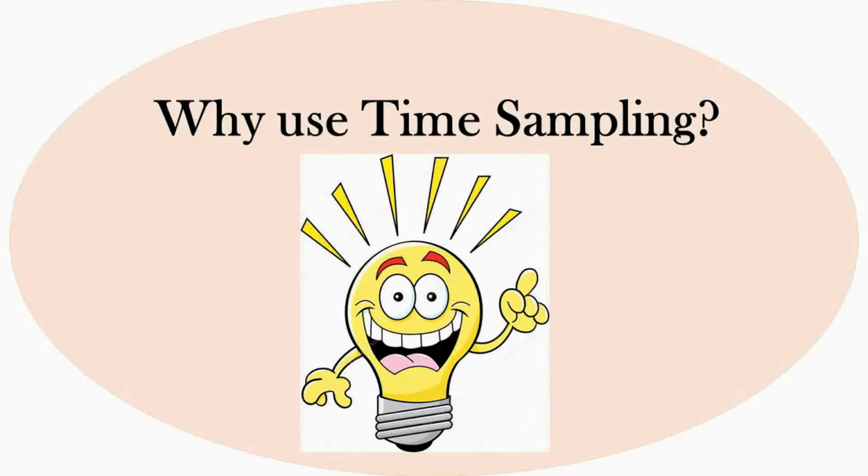So why use time sampling? Well, first of all, it is very adaptable and can be changed to suit the individual settings. This means that a teacher can choose to observe a student whenever she wants. She can do this during the lunchtime periods for an entire week, or she can choose to make her observations for 1 minute every hour for an entire day.